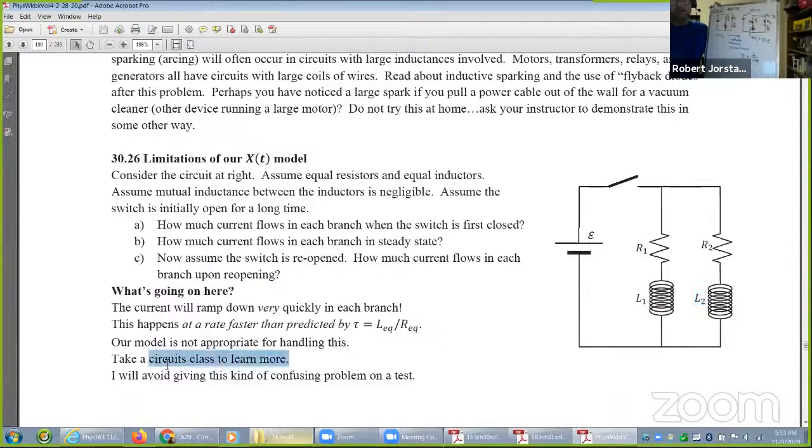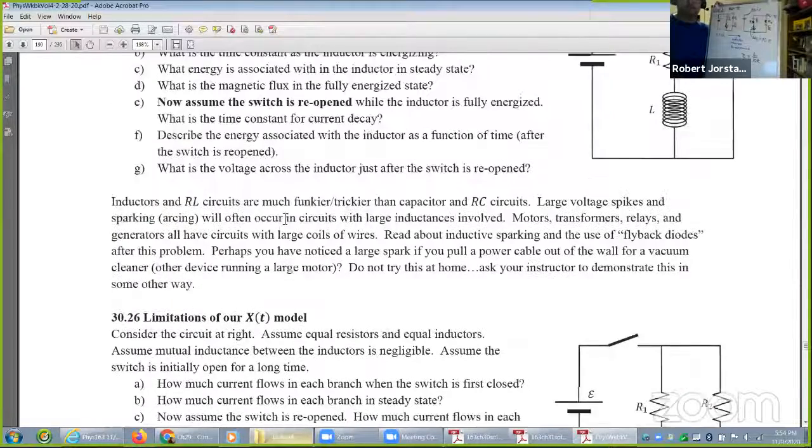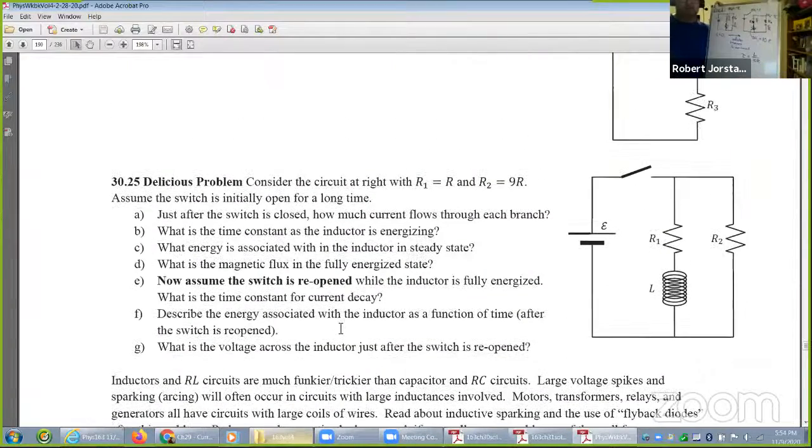And I'll just say, take a circuits class to learn more. And so you could still do parts A and B, but this is where people start to lose it. Okay. And yeah, let's just leave it at that. Take a circuits class to learn more. Now let's go back. Rye, is that okay on that?